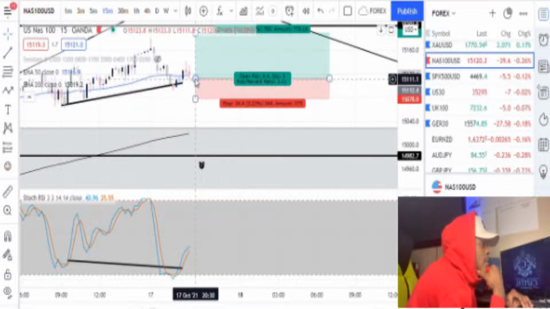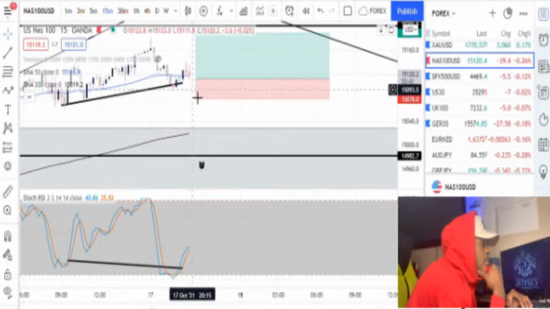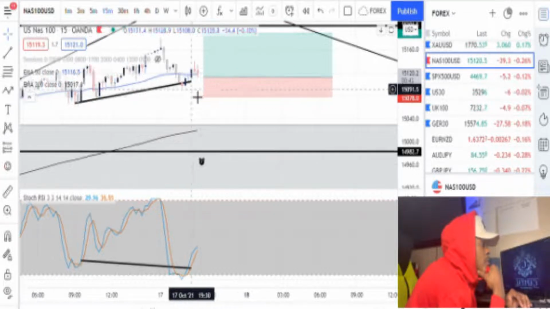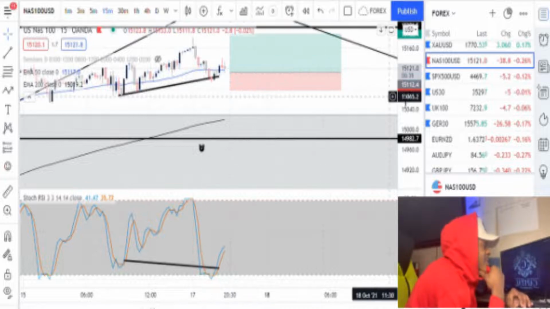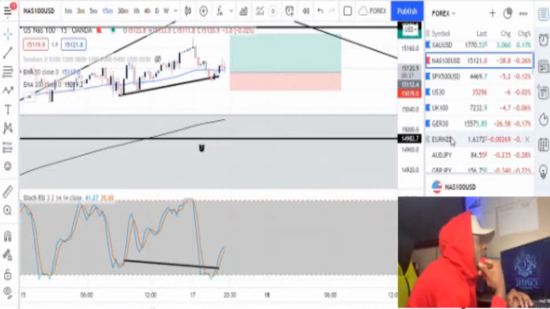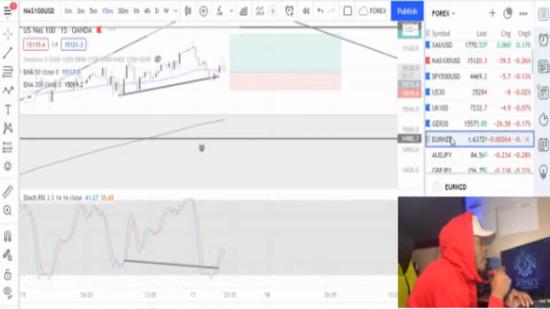So I'm getting some weird candles now. But still confident in this trade. Still confident. We are still in profit.